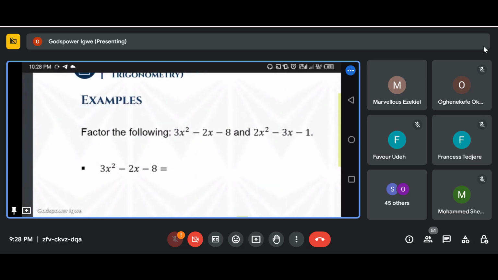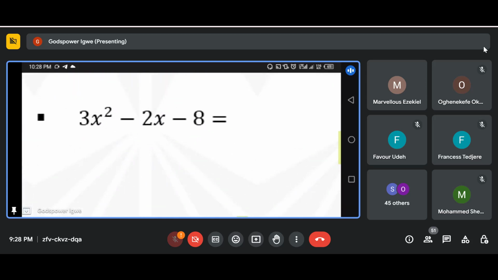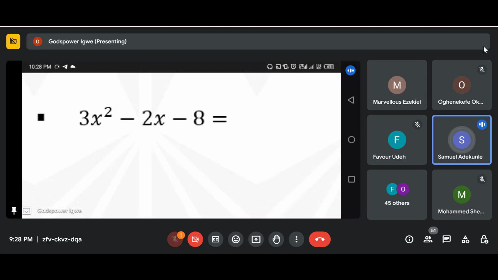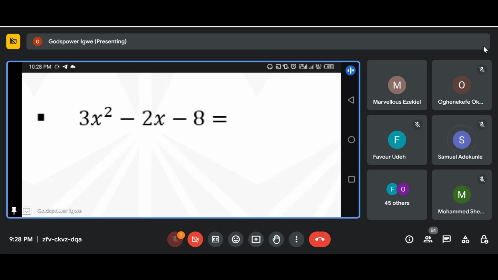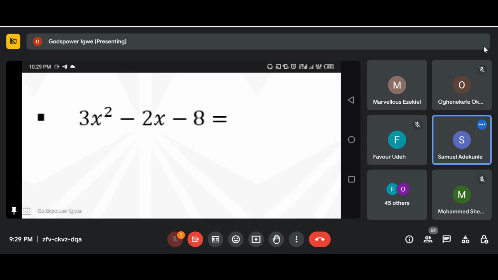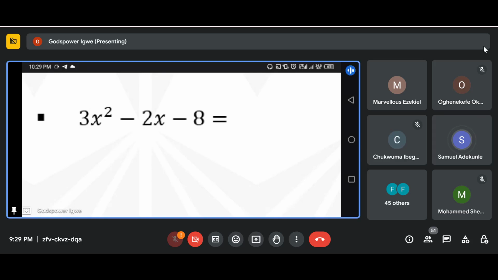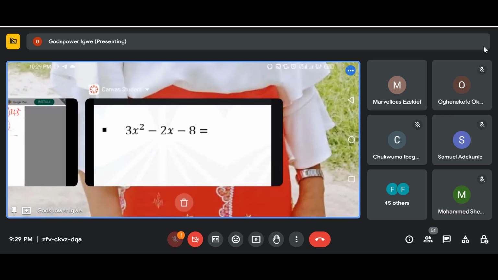Okay, let's do that together. 3 multiplied by 8 is going to give us what? 3 times 8 is minus 24. So look for two numbers that if you multiply them, they will give you 24. Those two numbers will be 6 and 4. Minus 6 plus 4 will give you minus 2. If you add them together, it will give you minus 2. So we are going to use that for this particular question.